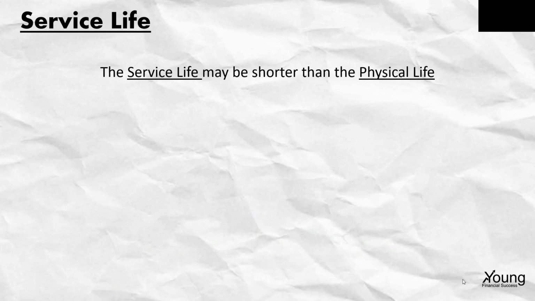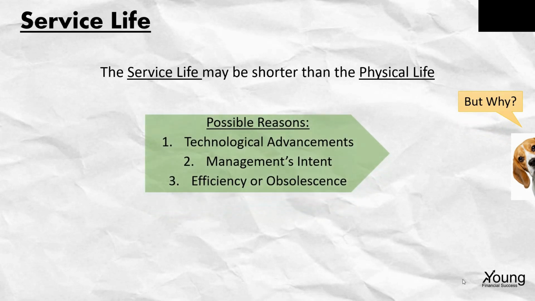The service life may be shorter than the physical life. So we may say, okay, like that first truck that we saw, it's going to have a salvage value of $10,000. So its physical life is going to be longer than 5 years at an estimation, but we're only expecting to use it for 5 years. Clearly, there's still some life left in it. That's why we think we can still sell it for $10,000 when we're done. So that's going to be determined by the company. But why? So here's some possible reasons. Technological advancements. So it could be that whatever asset we have, we know that technology is changing and there's going to be something more up to date later.